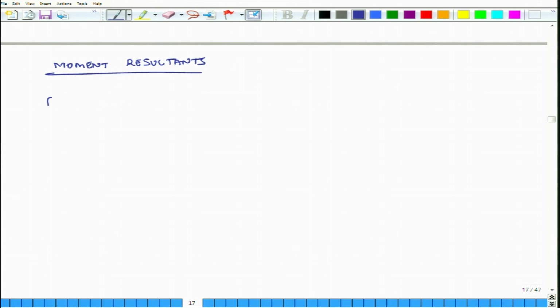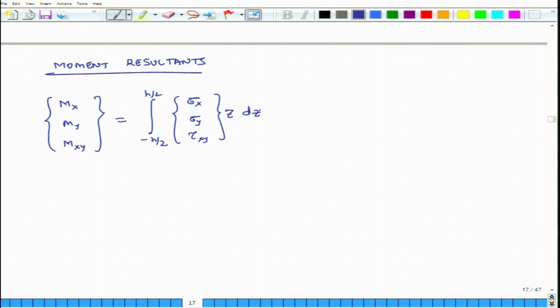So, how do they look like? We know that moment resultants Mx, My, Mxy are nothing but the integral from minus h by 2 to h by 2 of sigma x, sigma y, tau xy times z dz. Or in short, we can say that the moment resultant vector is equal to the integral from minus h by 2 to h by 2 of the stress vector times z dz. This is just a short form, it takes less space, that is all.